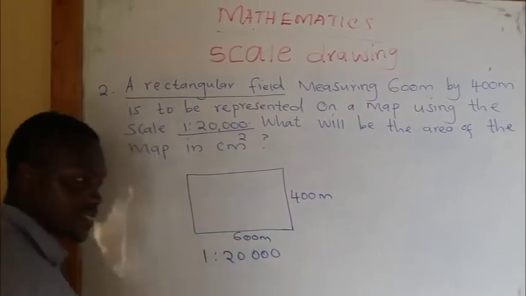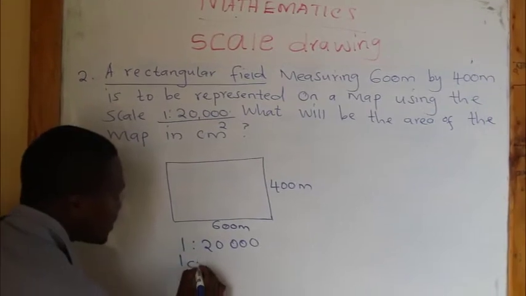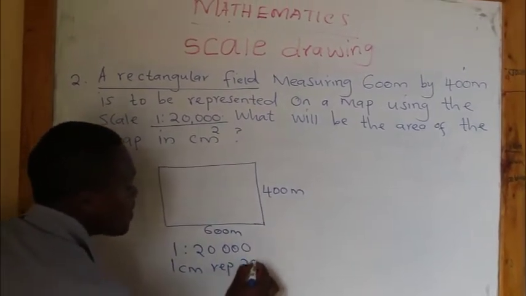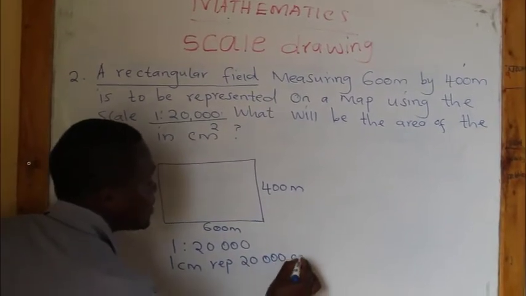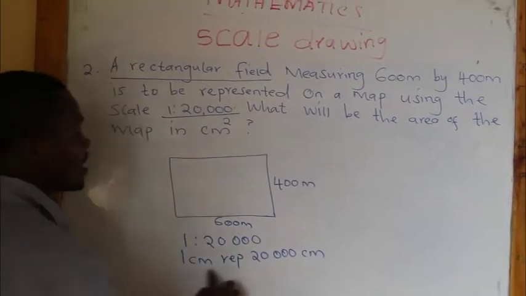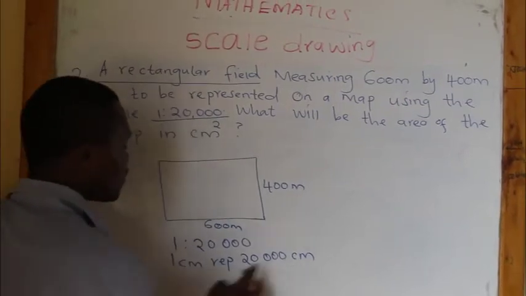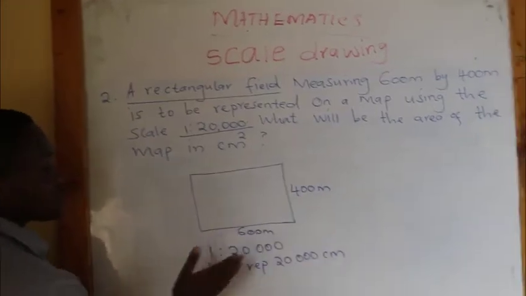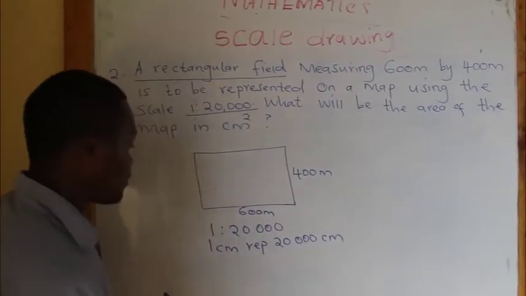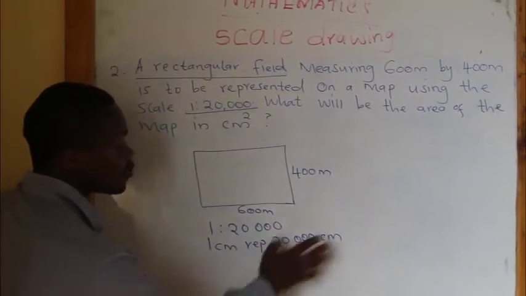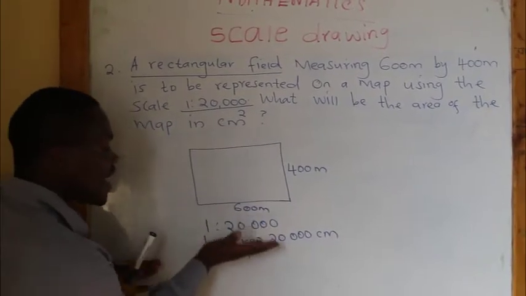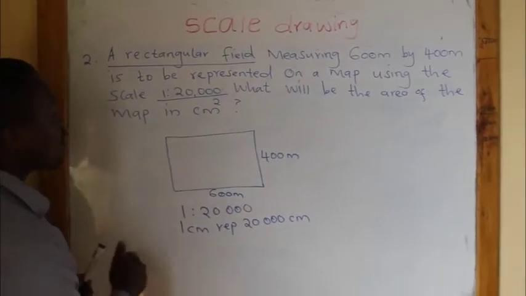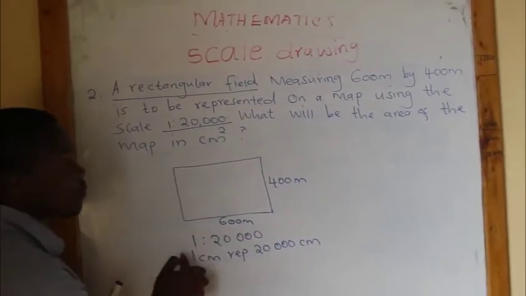1:20,000. In this case, every 1 centimeter that you draw will represent 20,000 centimeters. And I said you must use the same units. These are just the same units which have been used here when it comes to defining a scale. So 1 centimeter will represent 20,000 centimeters. What I've done here is interpreting the scale. This one and this one is the same, only that this one has been written in a ratio form.